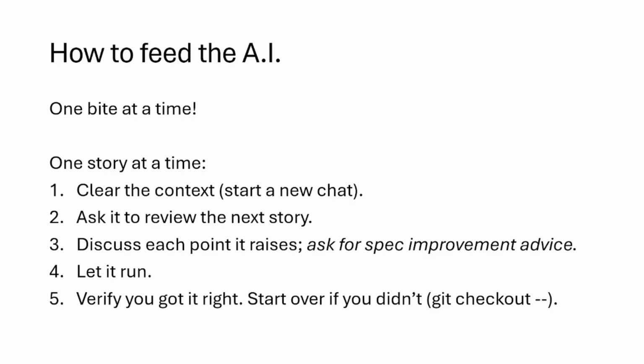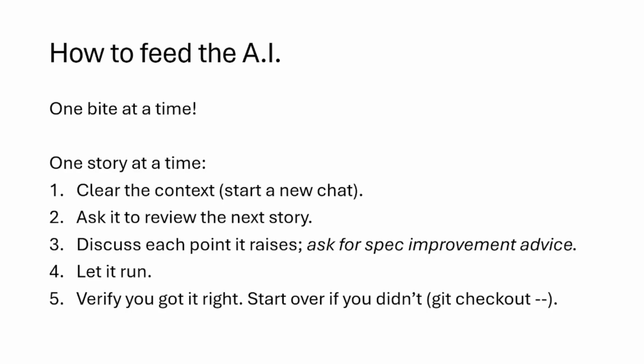Well, how are you going to feed all this to AI? Well, it's one bit at a time, one story at a time. So the steps that I follow is I first clear the context, because if you do too much in one chat window, it runs out of space and it starts forgetting things.